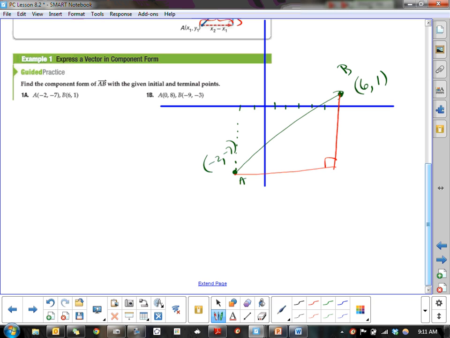The only thing you have to be careful of is to make sure that you always take the endpoint minus the beginning point. So when we do this, we want to take our x's. Which one comes first? Where's your endpoint? So it's 6 minus negative 2, comma, 1 minus negative 7, in chevrons. So it's really 8, comma, 8. This one has a length of 8, this one has a length of 8, so we can use our component form of 8, comma, 8.